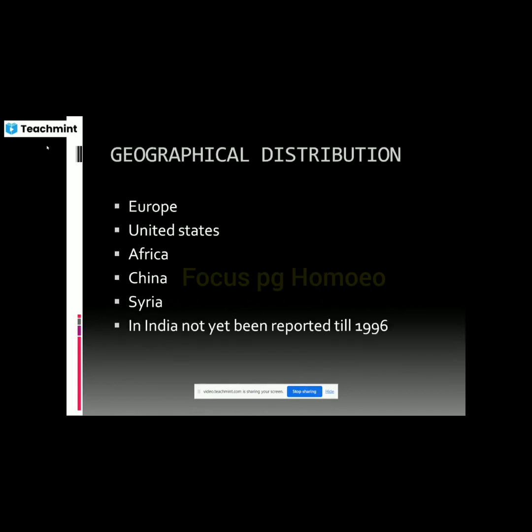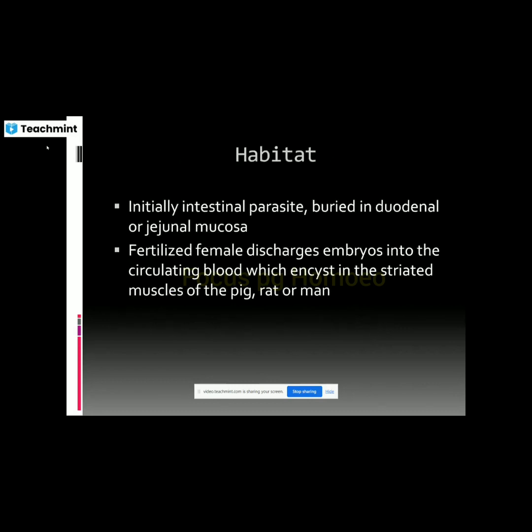Geographical distribution: mainly it is seen in Europe, United States, Africa, China, Syria. Till 1996, the infection had not been reported in India. Later, it has been reported in Punjab.